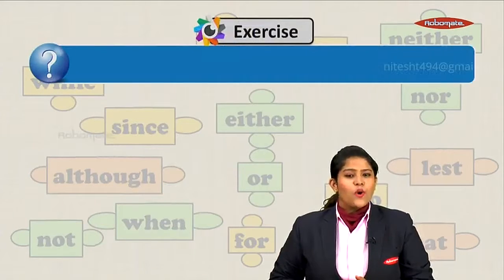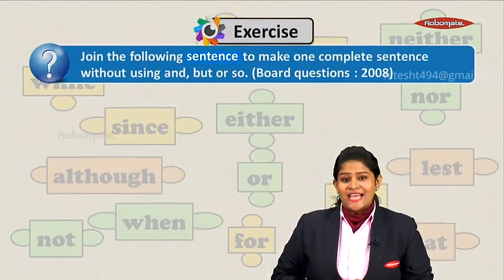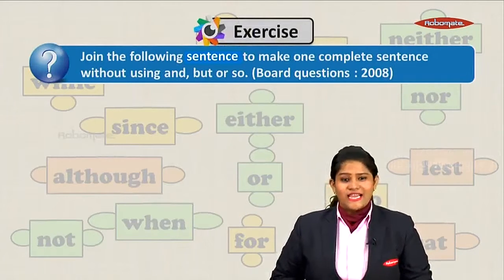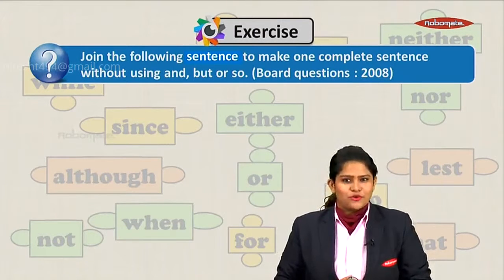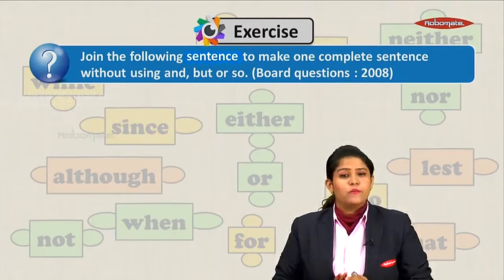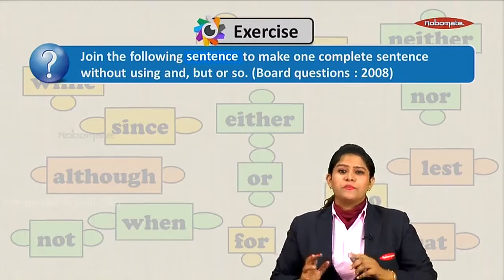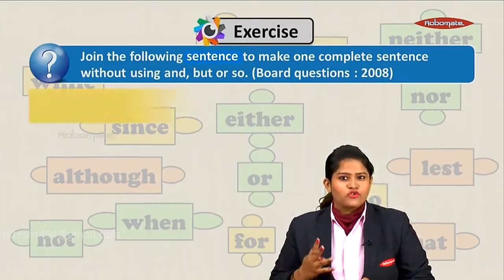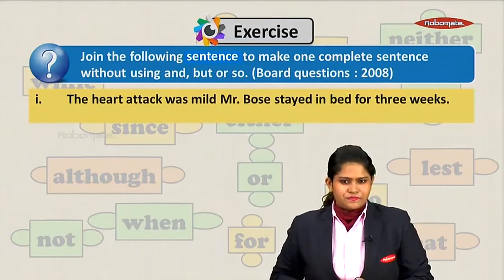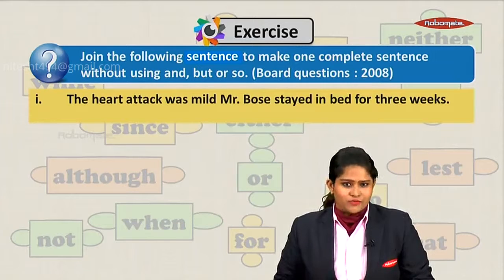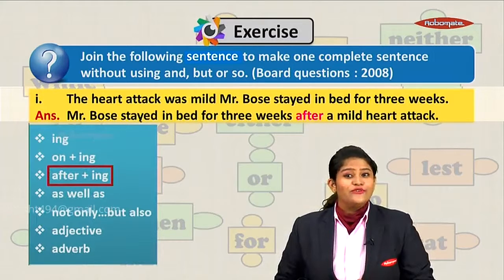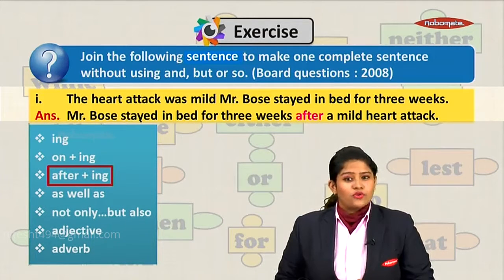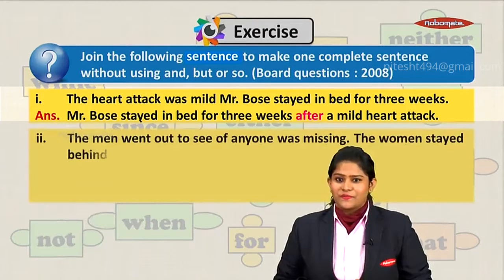So these were all the examples, the exercise that we could do in case of the reason and related ideas. We are moving ahead to the last section of this topic, students, that is the exercise which includes the board questions. So this is going to be a mixture of all the types, all the four types. So the first sentence. The heart attack was mild. Mr. Bose stayed in bed for 3 weeks. So I could use after. Mr. Bose stayed in bed for 3 weeks after a mild heart attack.